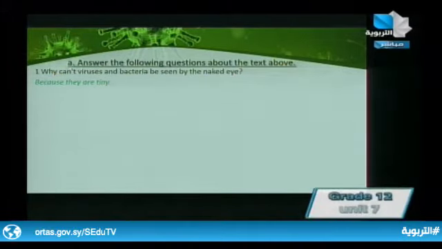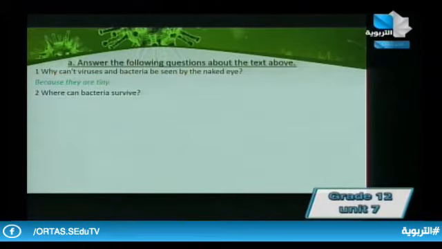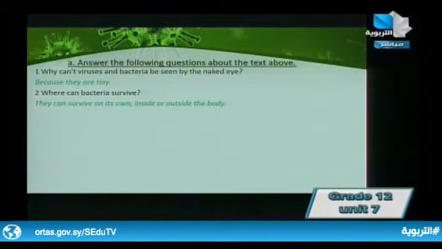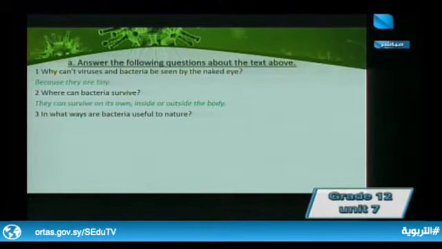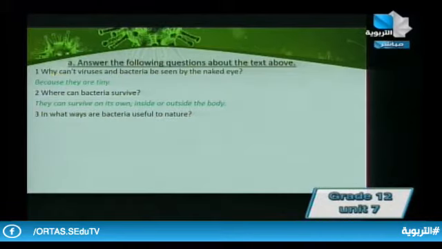Question number 2, where can bacteria survive? Bacteria can survive on its own, inside or outside the body, unlike the virus. Then they can survive on their own, without a host. You mean they can live alone, in the body and outside the body. Good, because they are living creatures.